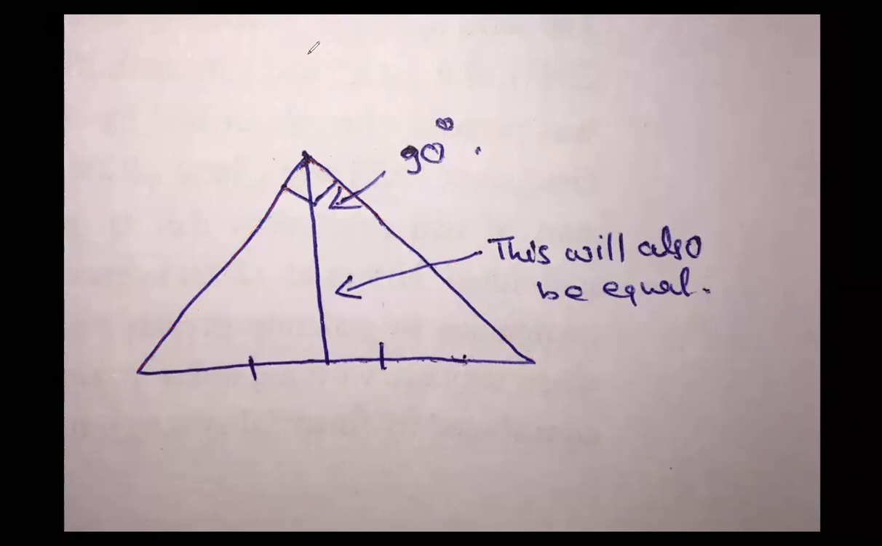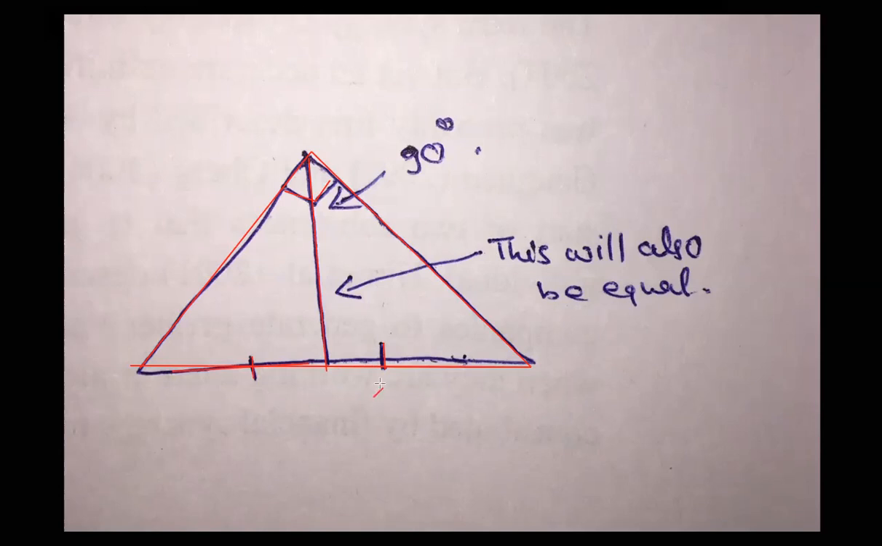a perfect triangle, and if 90 degrees is made here, right? And if I draw the line to the midpoint, that means it is a bisector, right? So they are equal. This will also be equal to each other.